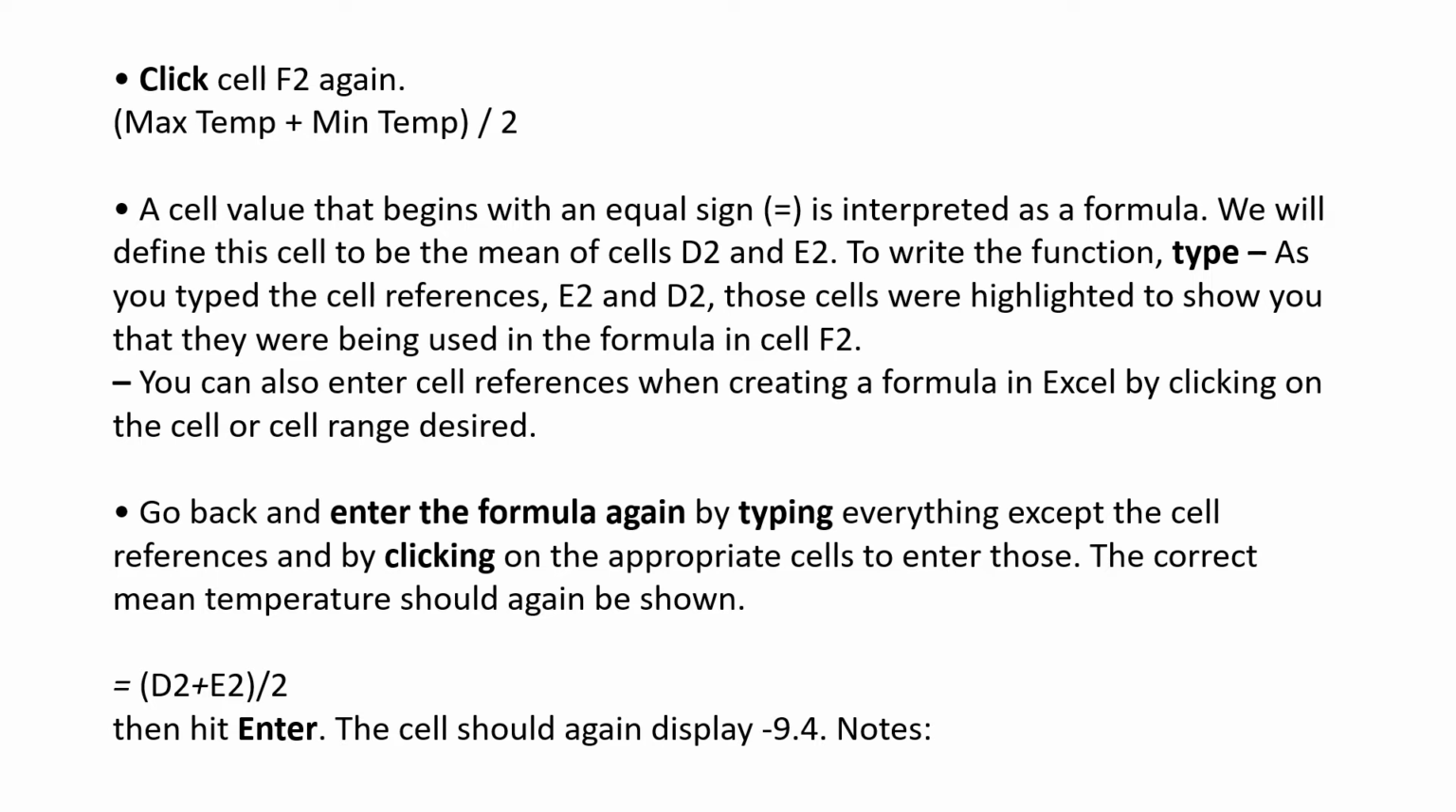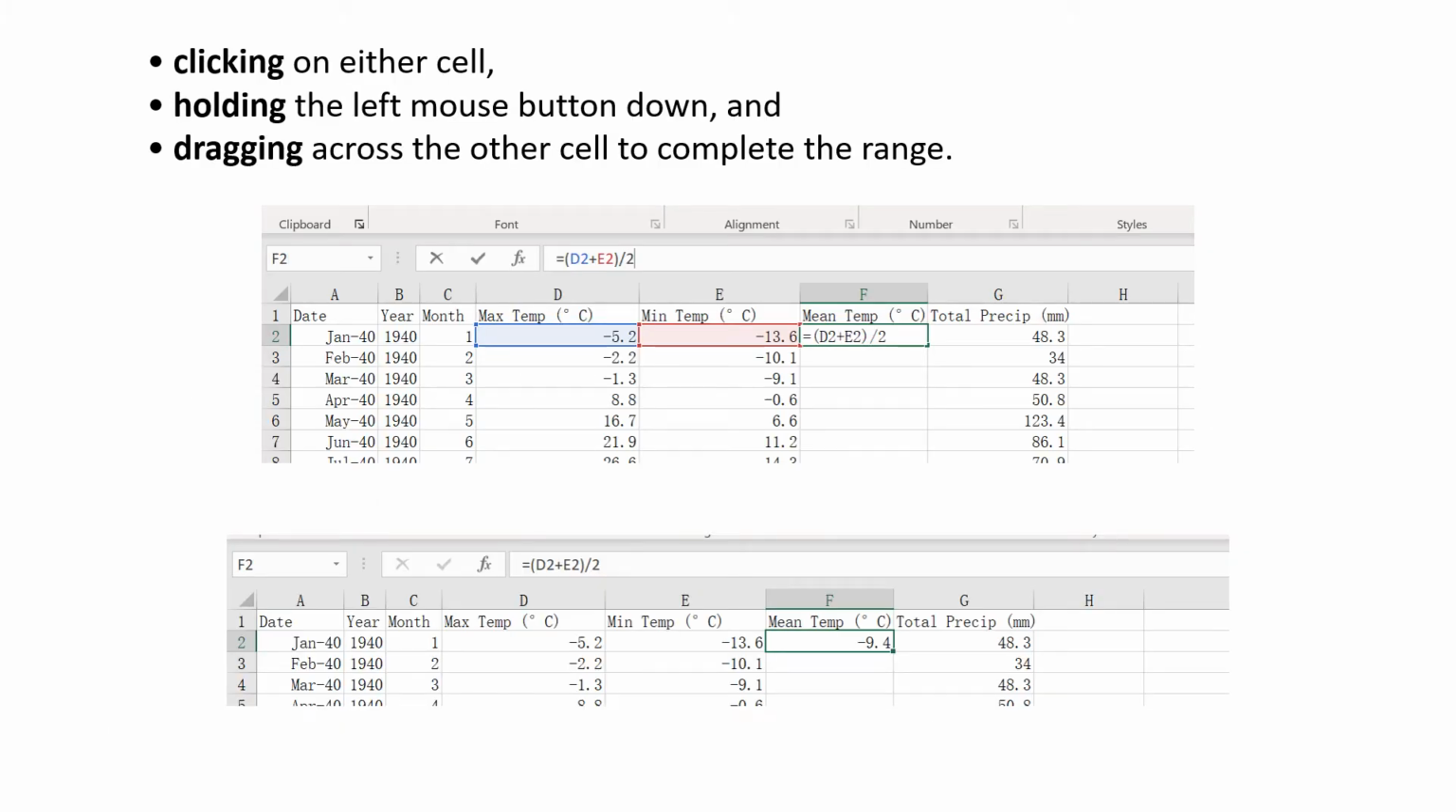Click cell F2 again. A cell value that begins with an equal sign is interpreted as a formula. We will define this cell to be the mean of cells D2 and E2. Then we enter the formula into cell F2 and hit Enter. The cell should now display the mean temperature. If you need to select a range of cells, you can click on the first cell, holding the left mouse button down and dragging across the other cells to complete the range.